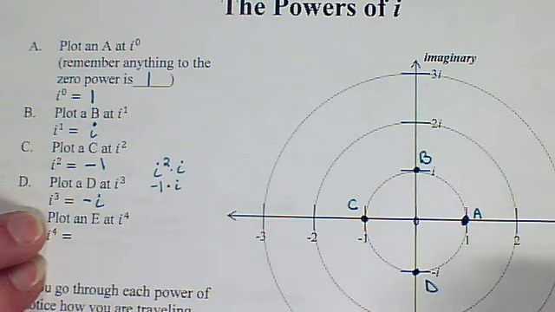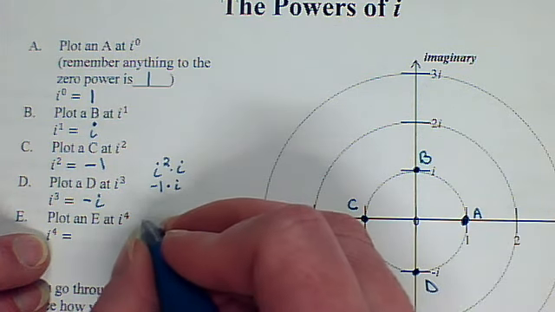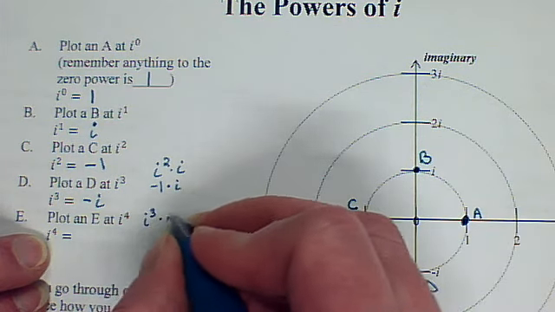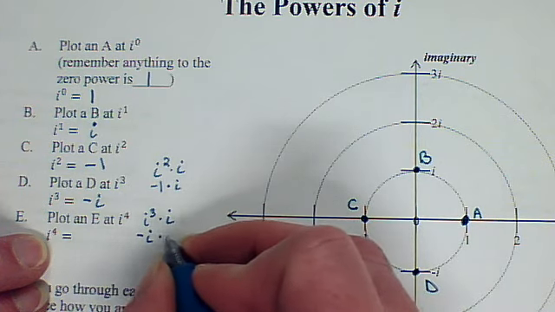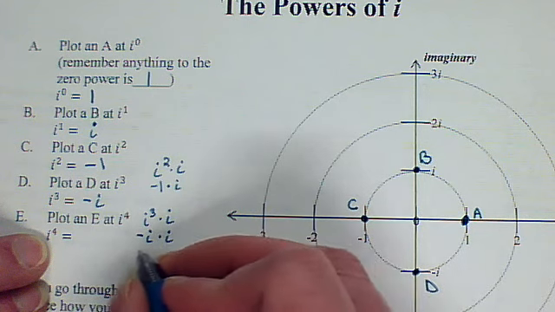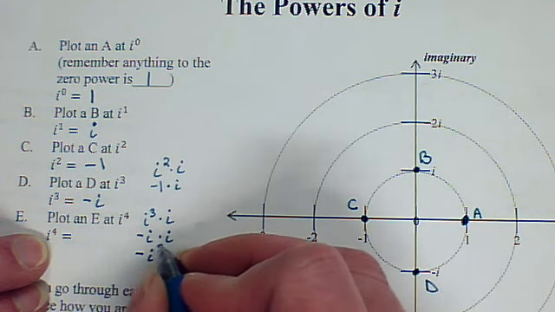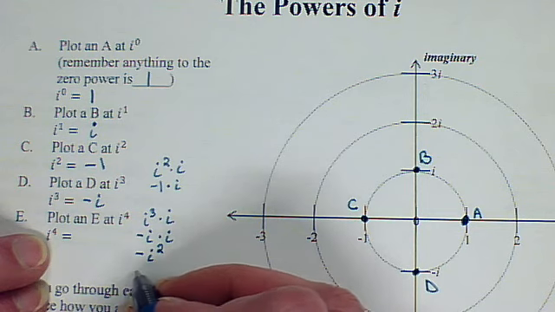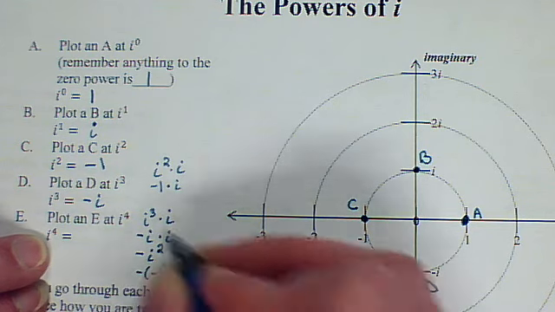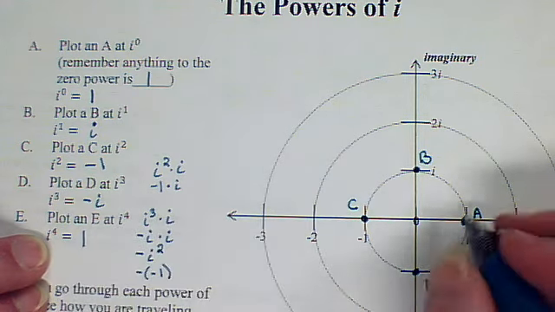Let's see what happens when we get to i to the 4th. Now we had i cubed times another i. i cubed was -i, times another i. It's going to be -i squared, but i squared is -1. So negative times -1 just brings me back to 1.